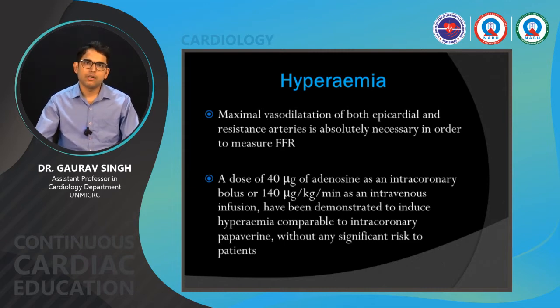For hyperemia, we have already discussed that you most commonly use adenosine. There are two ways to give adenosine, either by infusion or by intracoronary bolus. Both are equivalent, and the dose usually, for a right-sided system like the RCA, is 40 to 50 microgram, and for the left-sided system we give 100 to 200 microgram as an intravenous bolus.